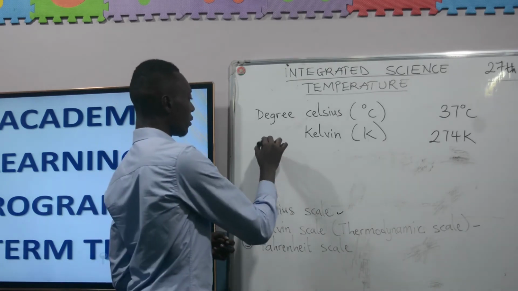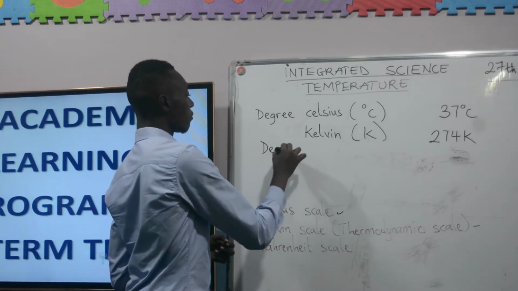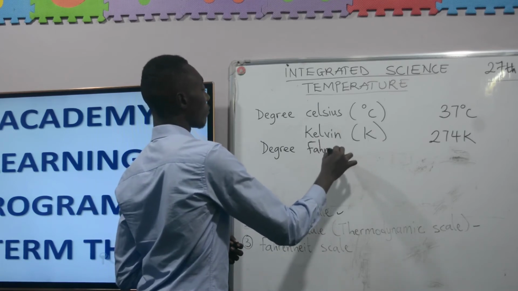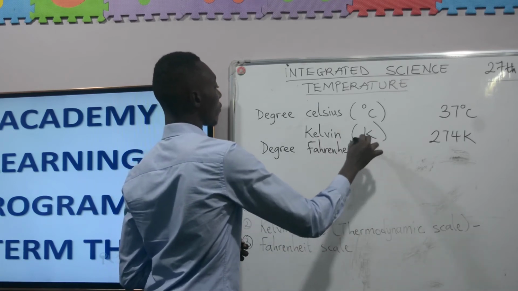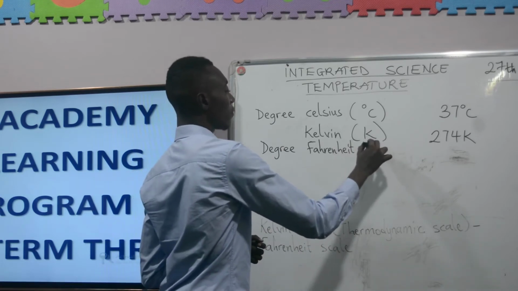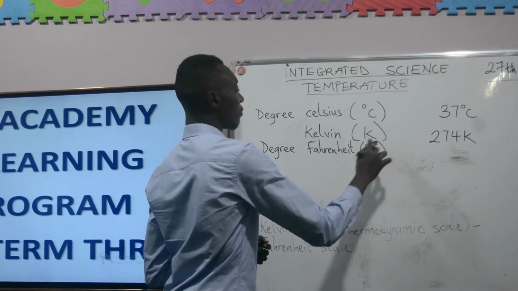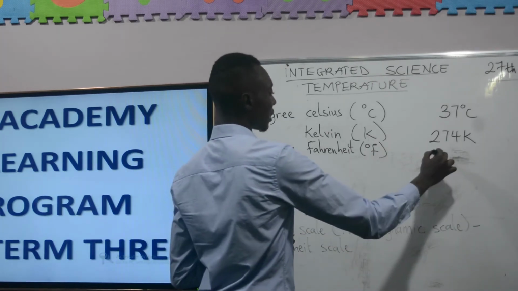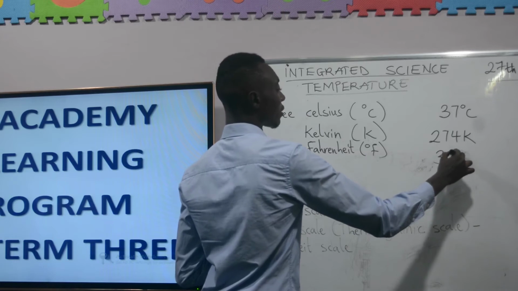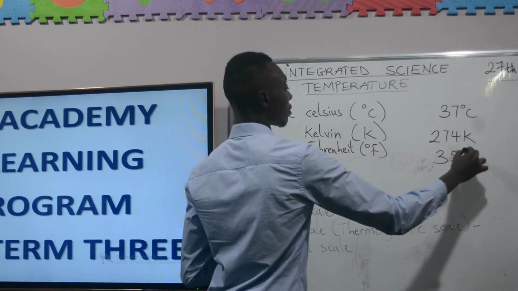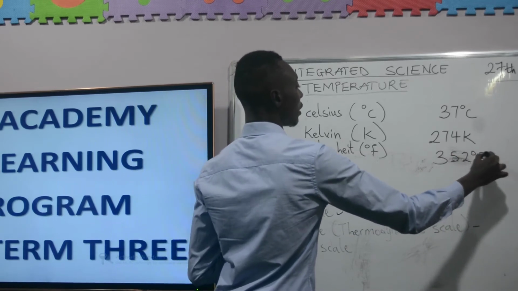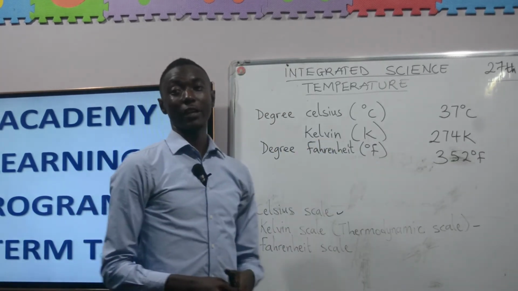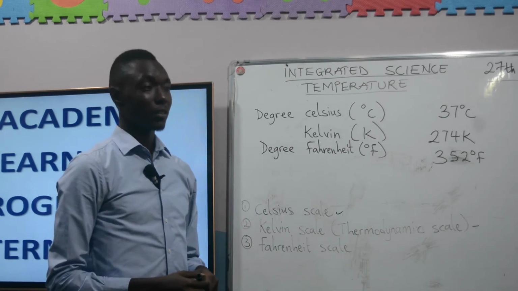Lastly, we have the Fahrenheit. This one has a degree as well, which can be written simply as this. If I write this, it means 352 degrees Fahrenheit. Take note of that.